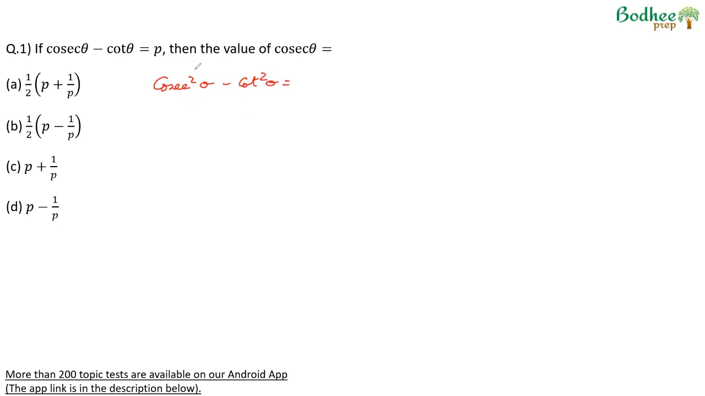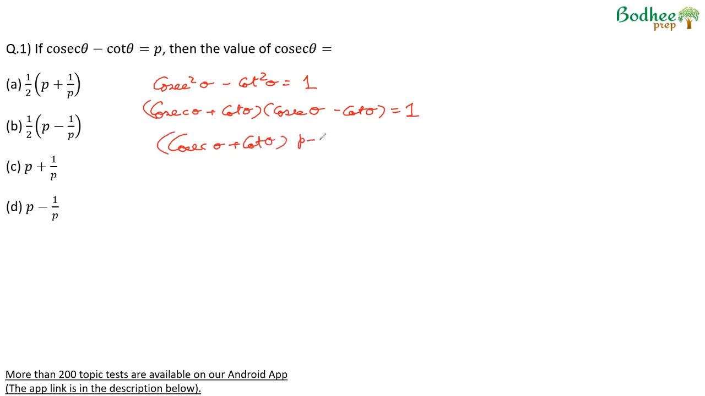is 1 by sine square minus cos square by sine square, which is 1 minus cos square over sine square, equal to 1. This is nothing but cosec theta plus cot theta into cosec theta minus cot theta, A plus B into A minus B. Cosec theta minus cot theta is given as P, therefore cosec theta plus cot theta into P is equal to 1, or cosec theta plus cot theta is equal to 1 by P.